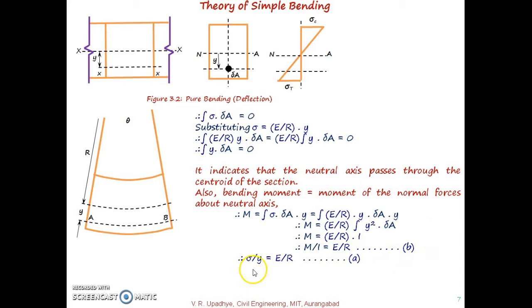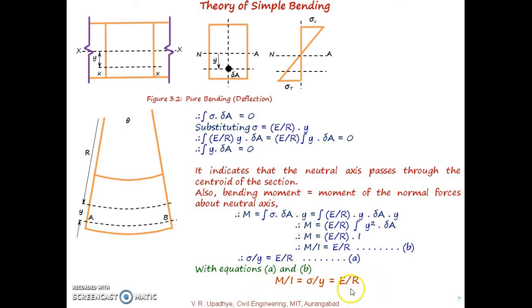So the earlier equation with sigma was sigma divided by y is equal to E divided by R. So with these two equations, in general, what we can write for the theory of simple bending is M by I is equal to sigma by y is equal to E divided by R.